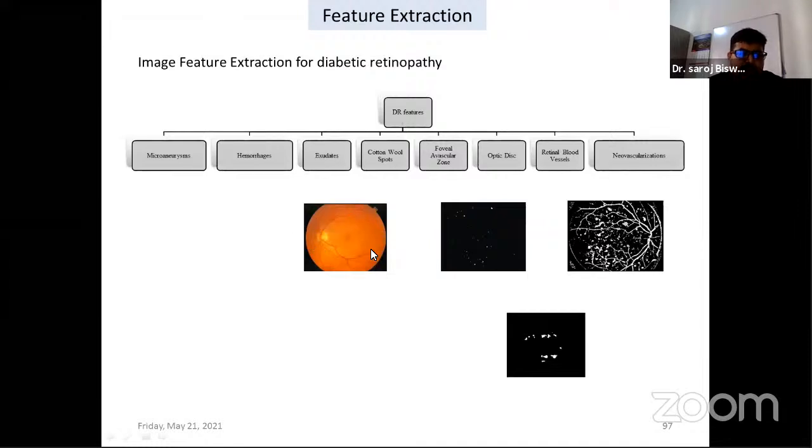So initially, what do we need to do? We need to do segmentation in case of image processing. After segmentation, we convert it into the gray level image. In the gray level image, we see that these kinds of features are available. The small dots are called microaneurysms. A bit bigger dot is called hemorrhages, and a bigger dot is called exudates. In that way, different kinds of features are there, and we have extracted all the features for predicting diabetic retinopathy.